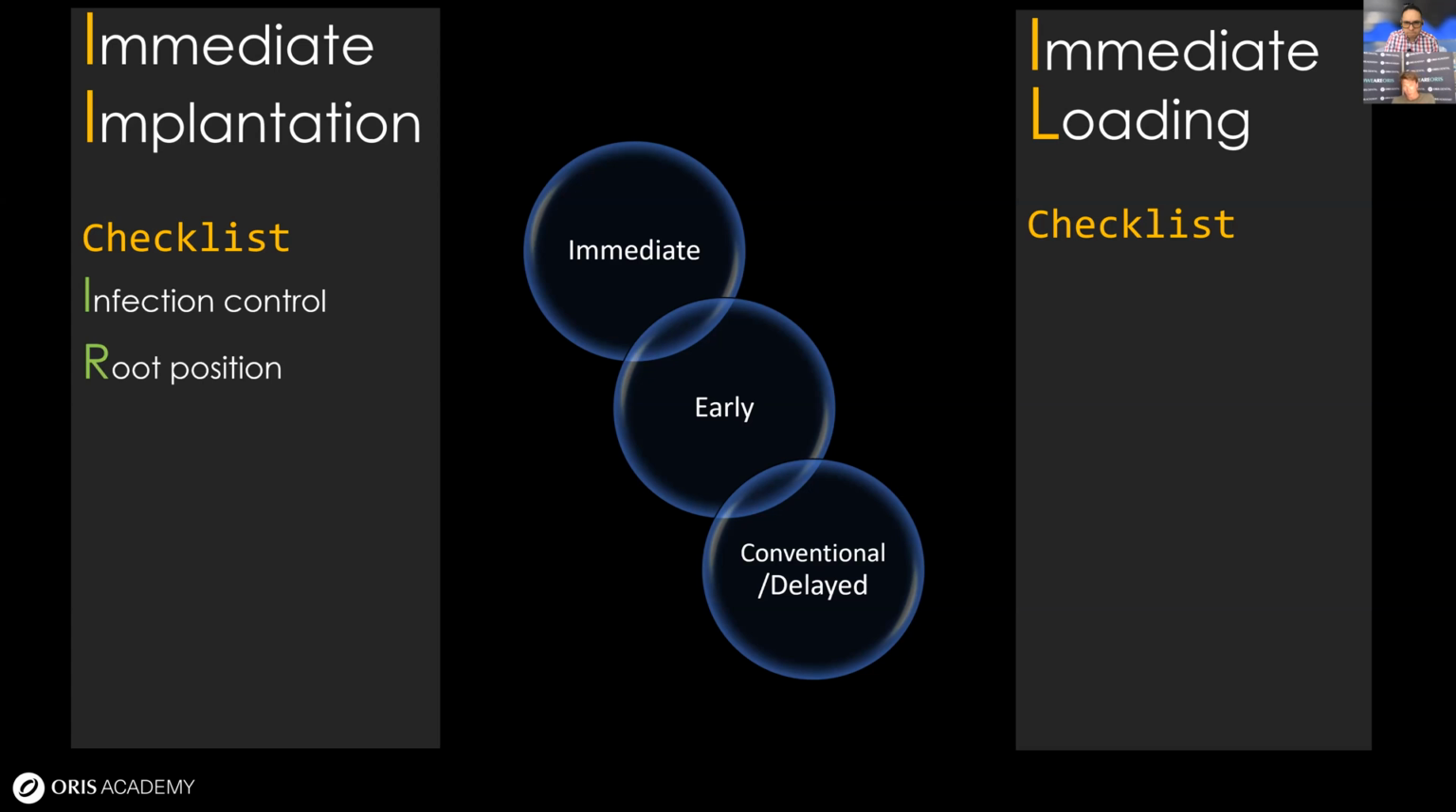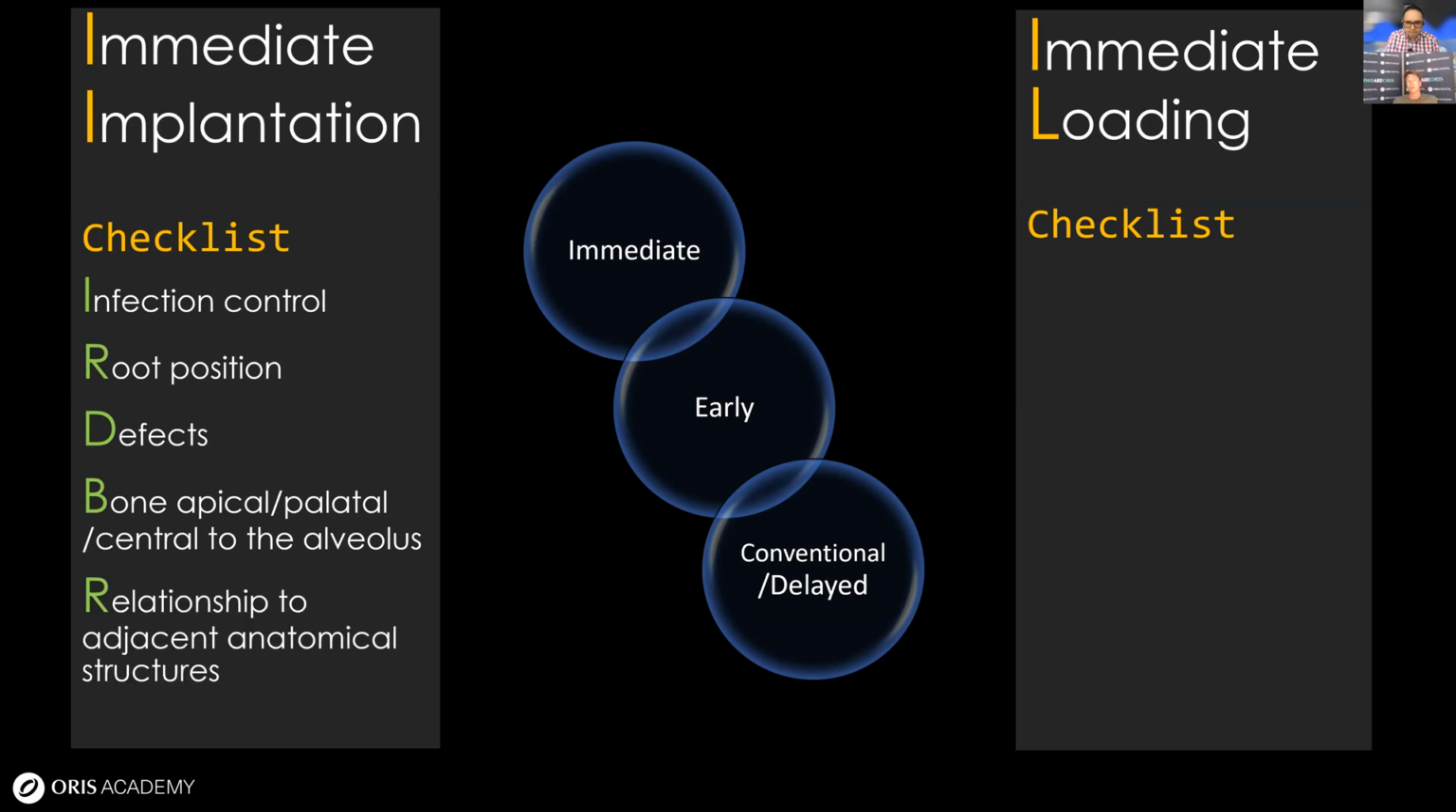The position of the root, as I've mentioned before, I'll come back to that one. Buccal bone defects are really important when we're doing this. And also the consideration of bone apical or palatal to the alveolus. That has a high degree of value when we're deciding on immediacy or not. And of course, there's also the relationship to adjacent anatomical structures. It could be the nerve in the lower jaw, it could be the sinus or the nasal furrow in the upper jaw.